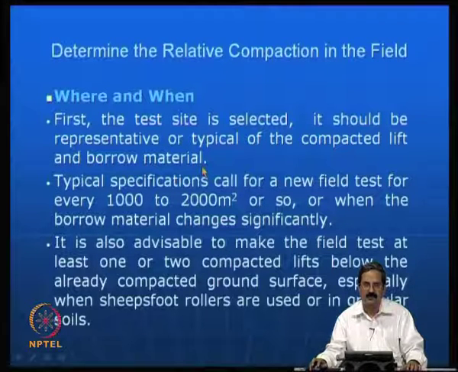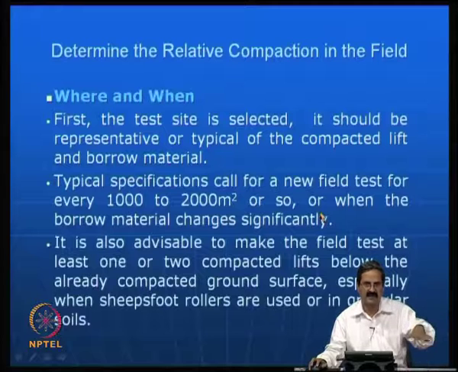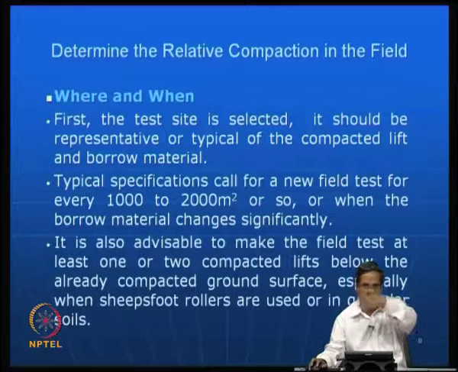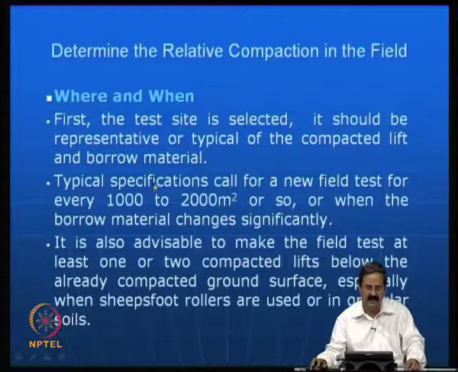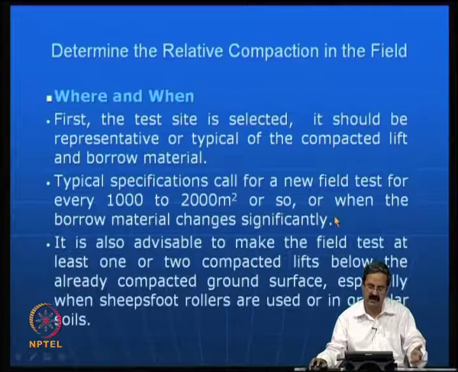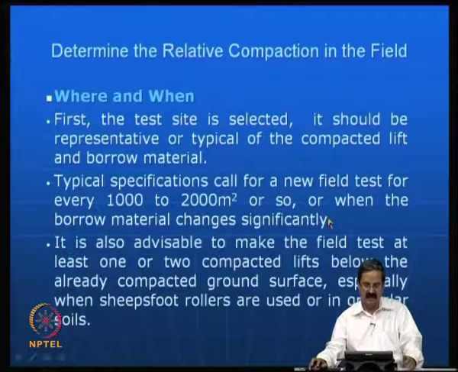Then, there are some specifications that we have. The typical specifications call for a new field test for every 1000 to 2000 square meters of area. So, for example, you have a highway project, every say 10 meters or 15 meters of length, and then you have the width of this road. So, you may need to multiply to get the overall area. You have to specify what relative density or relative compaction is achieved, and that must be understood, otherwise it becomes difficult.